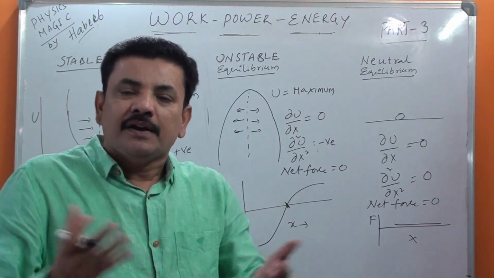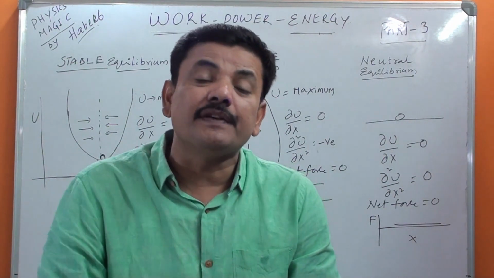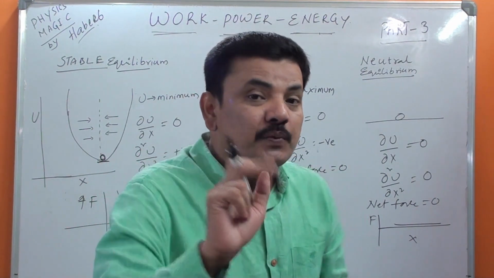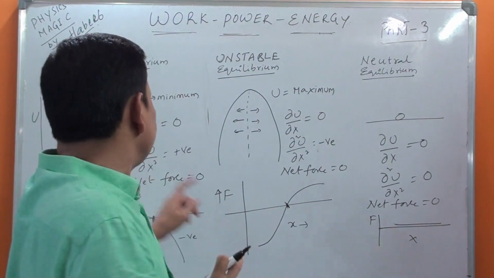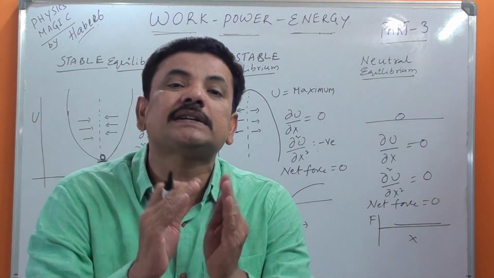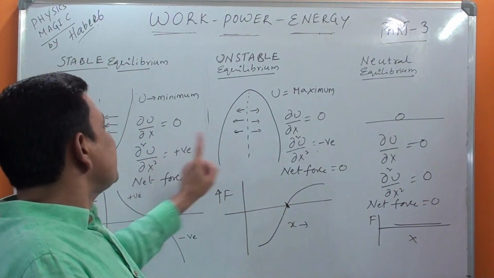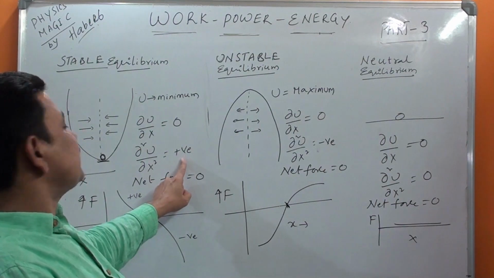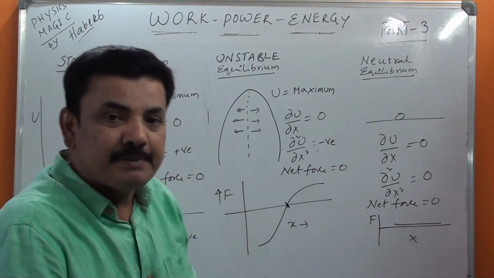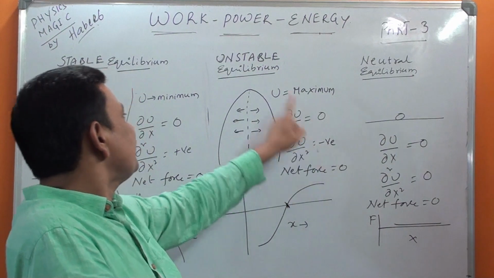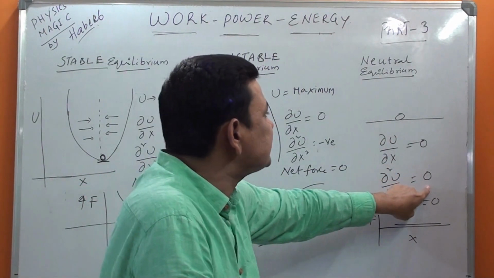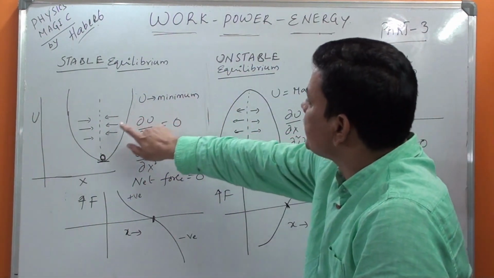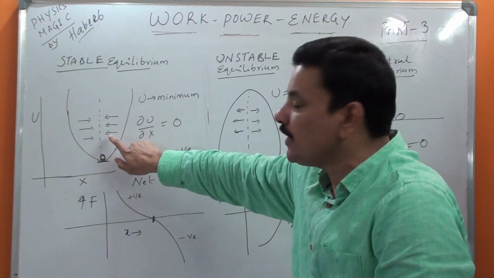So with that we cannot say what kind of equilibrium it is, stable or unstable. That's why this condition is very important. In order to check what kind of equilibrium it is, the second order differentiation only will decide. If it is positive, then it will be stable. If it is negative, it will be unstable. If it is 0, it is neutral. Understood? Very clear.